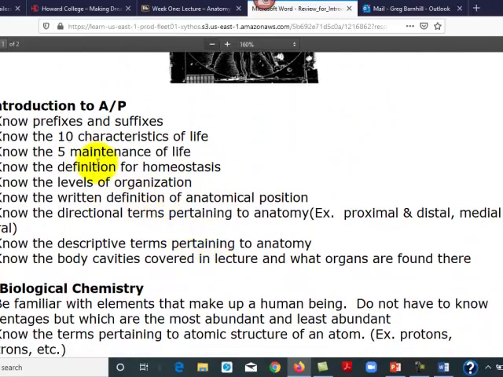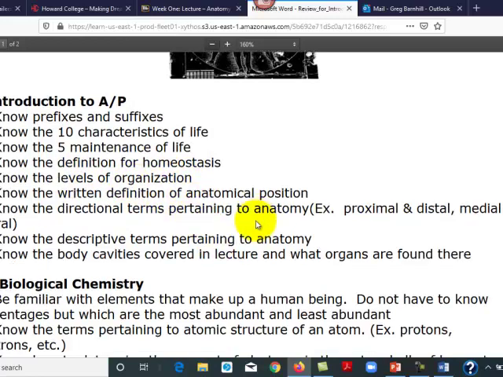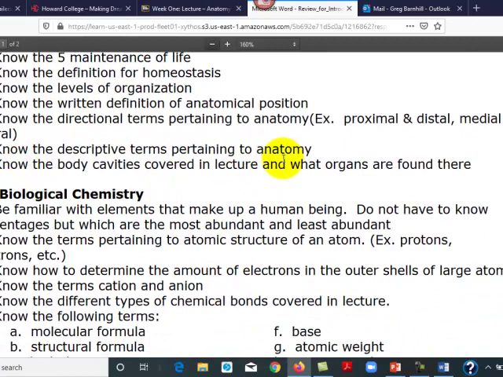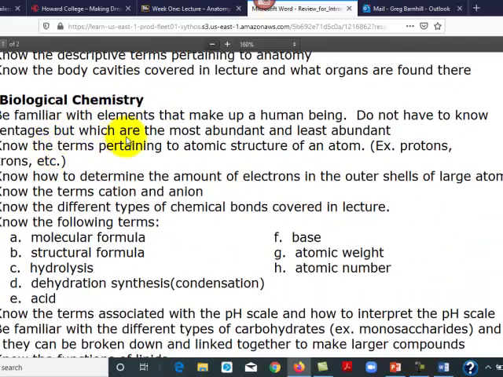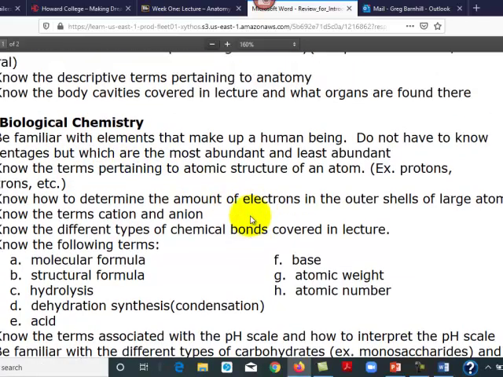The only thing that I will say, this says the 10 characteristics of life. Our new book only has it as 7. The things we went over were excretion, responsiveness, growth, cell respiration, all those things. But everything else, here's homeostasis, levels of organization, anatomical position, the terms pertaining to anatomy, directional terms, superior, inferior, body cavities, anything within that outline. And then this will be good. We'll go over that in class, the biological chemistry stuff.